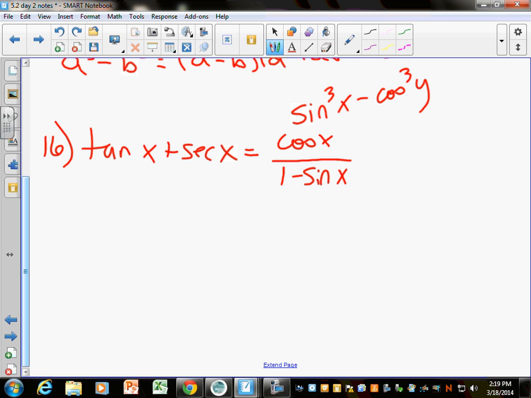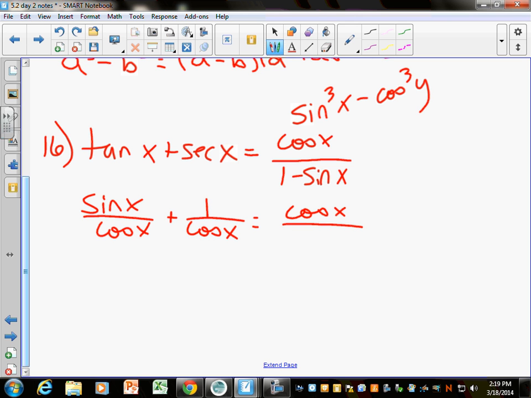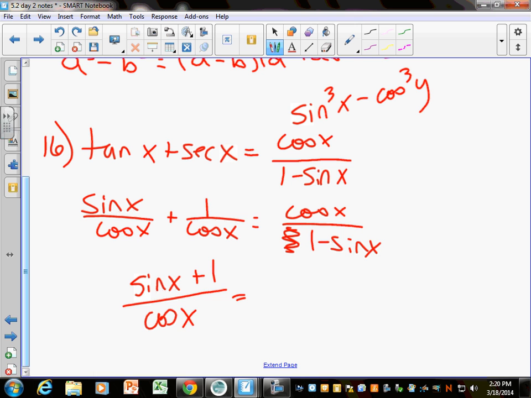I know. Let's change tangent and secant into fractions. So this would be sine x over cosine x plus 1 over cosine x equals cosine x over 1 minus sine x. And 16 starts out so nicely because you're like, oh my gosh, is there any common denominator? I don't even have to get a common denominator. What a great problem. And then you get sine x plus 1 over cosine x equals cosine x over 1 minus sine x.